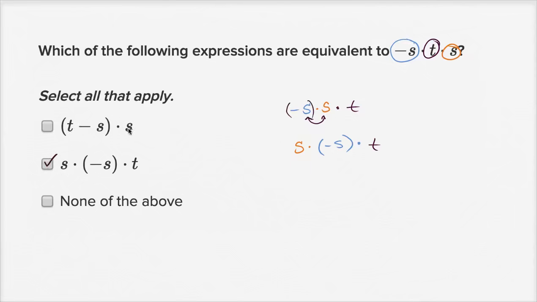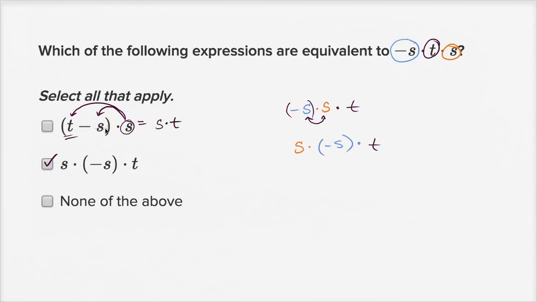And maybe the easiest way is to try to simplify this. And the best way I could think about that is by distributing this s. So if I distribute this s, this is going to be equal to s times t, which is st, or I can write it s times t like that.